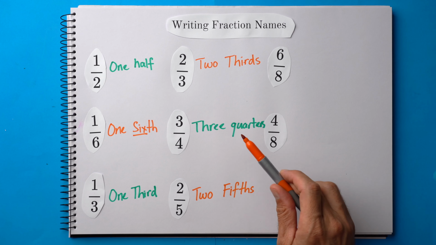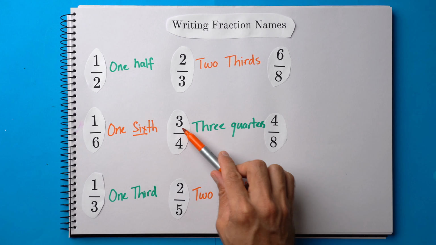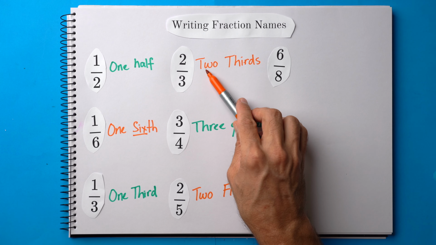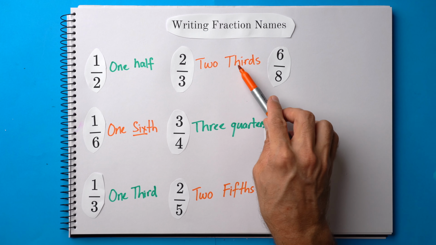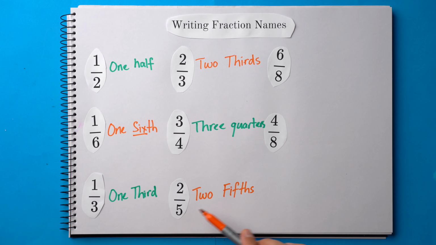So notice with all of these, when it's got a 2 on the top, it says 2 first. When it's got a 3 on the top, it says 3 first. So this number on the top tells us how many of the parts, and this bottom number tells us what they are. So 3 is thirds, 4 is quarters, 5 is fifths, 6 is sixths. And that's really all there is to it.